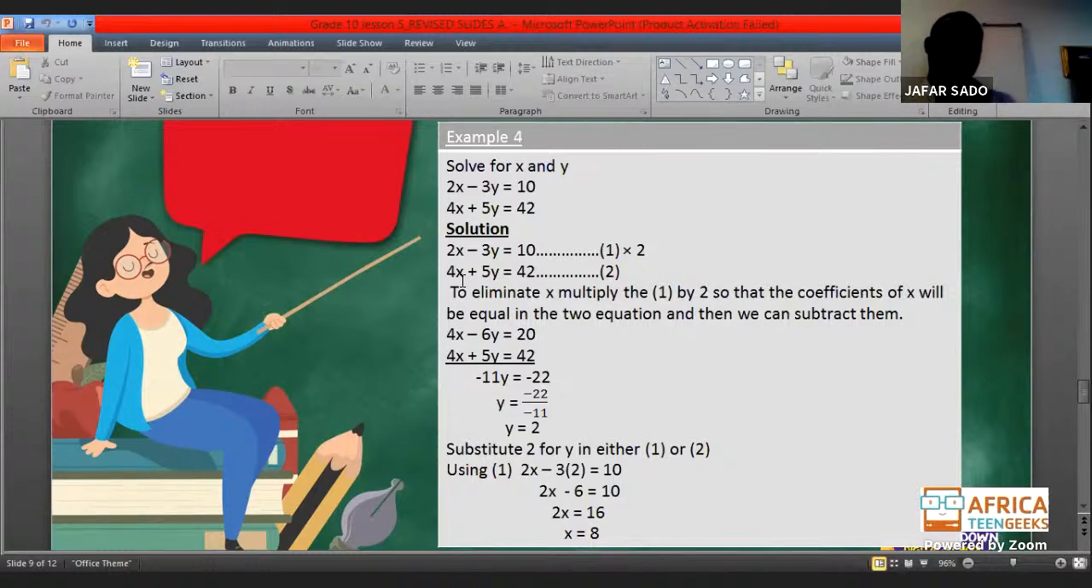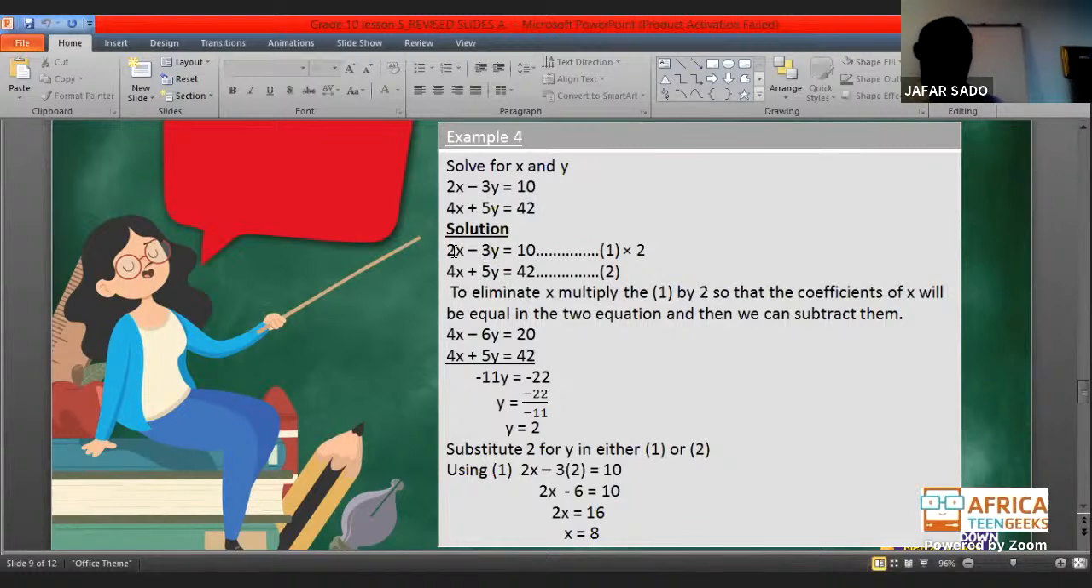But if you choose to eliminate y, it's up to you, but you must make sure that your y's have the same coefficients. All right. So now, if you choose to eliminate y, what are you going to do? You're going to multiply this 3 by 5, so that I can get 15, and then you can multiply the 5 by 3, so that I can also have 15.